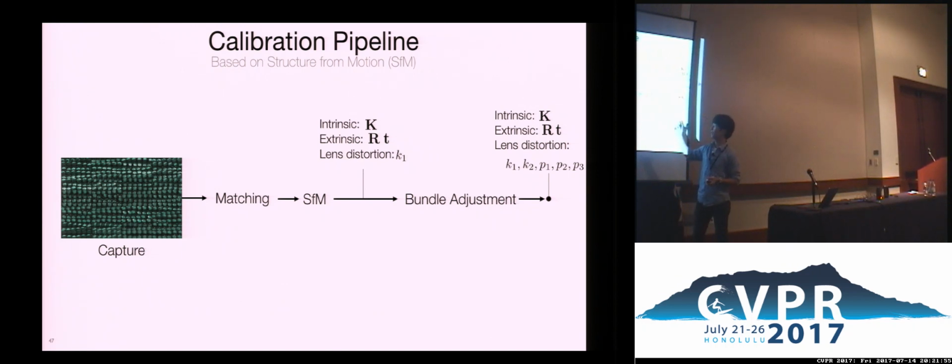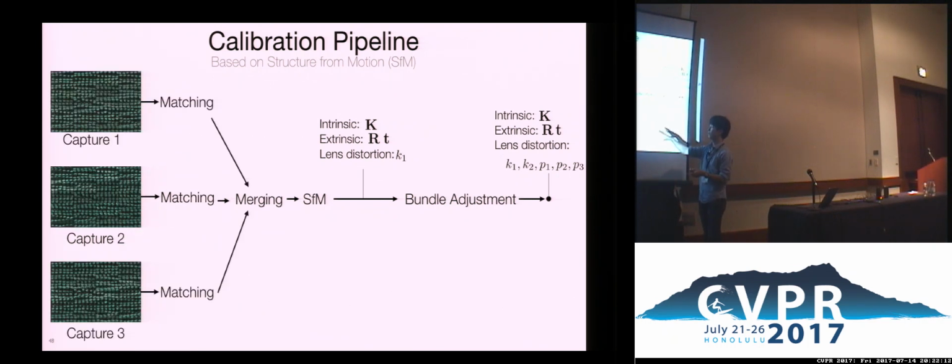We have two phases. The initial structure from motion is done with a single lens distortion parameter because that is simpler for optimization. Once we have these initial parameters, we do the final bundle adjustment with full lens distortions, five lens distortion parameters. In reality, we capture the tent three or four times so that we have some coverage of the center, and we merge the matching results and run the same structure from motion method.